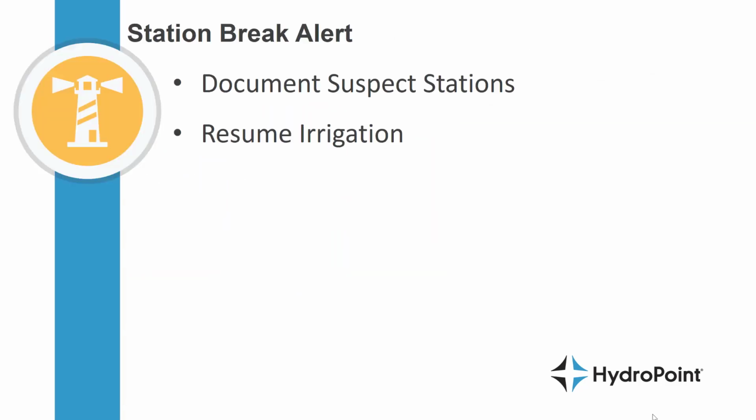And by shutting off all the station valves while keeping the master valve open, we know that if the problem solves itself or the measured usage goes to 0, then it was probably one of the station valves that was causing the issue. So we're going to document any stations that were running at the time, but then we're going to resume irrigation and let the scheduled irrigation pick up the end of that night's calculated schedule.